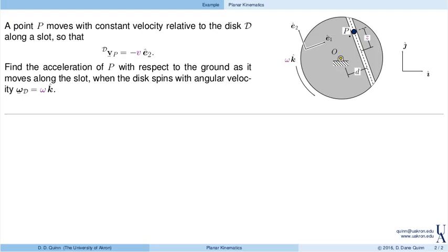And so what I'd like to do, again, is find the acceleration, not with respect to the carousel or the disk in this case, but the acceleration of the point P with respect to the ground. So really, we'll just use our equations of planar kinematics, noting that point O is fixed in the ground. So we know something about the motion of point O. It's stationary. It has zero velocity, zero acceleration with respect to the ground. And we know the motion of P relative to the disk. So we can relate the acceleration of O and P.